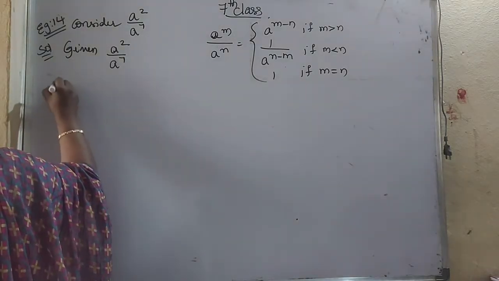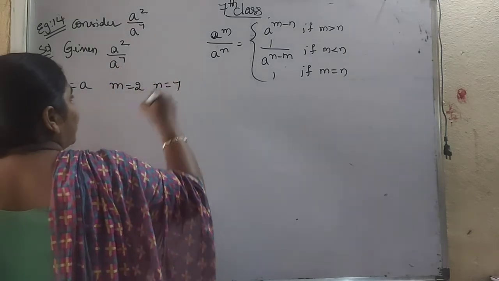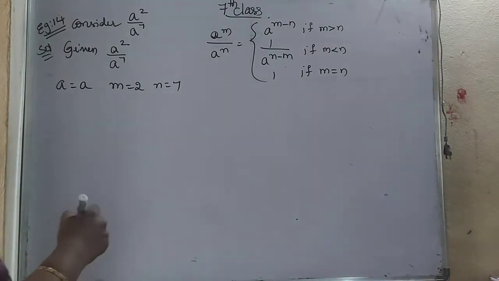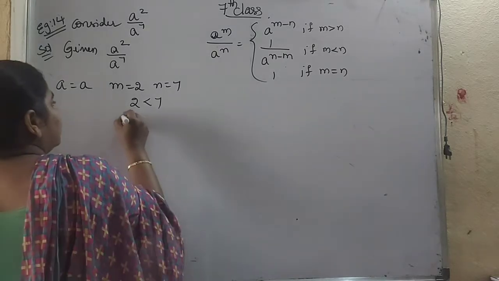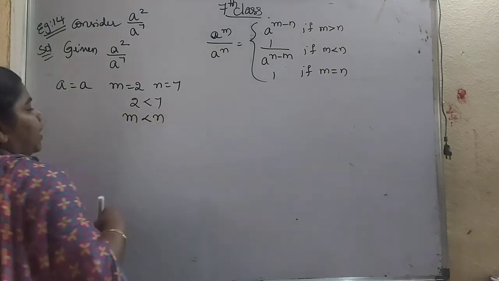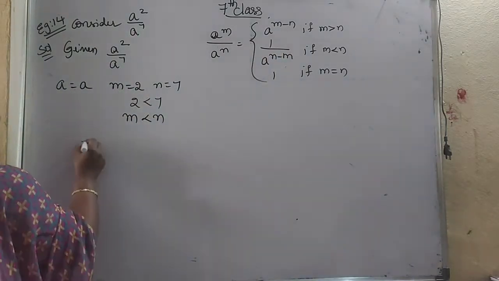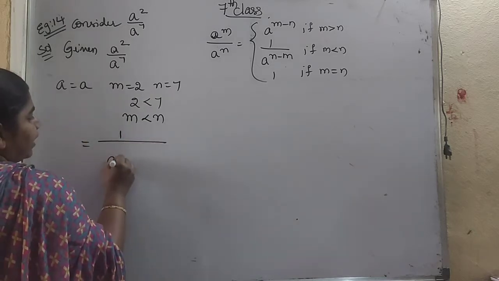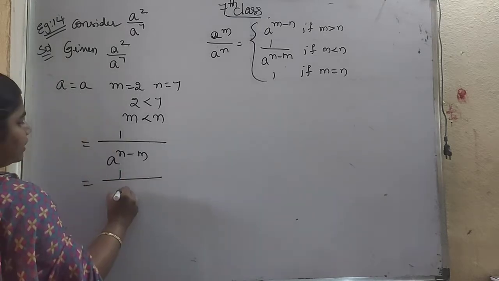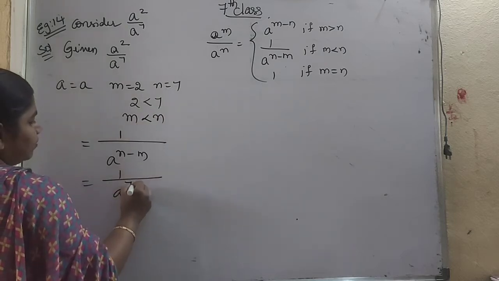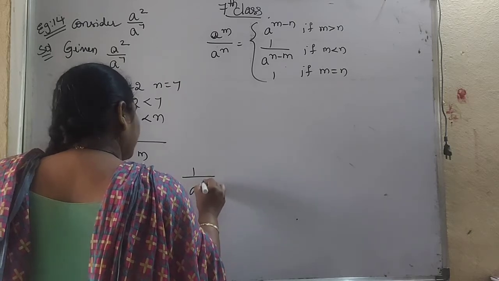So here the a value will be a itself, the m value is 2, and the n value is 7. If you compare the m value and n value, 2 is less than 7. Is it right? Yes. So the m value is less than the n value. So which formula do we have to use? The second condition. We can write it as 1 by a power n minus m, that is, 1 by a power 7 minus 2. So it will be 1 by a power 5.